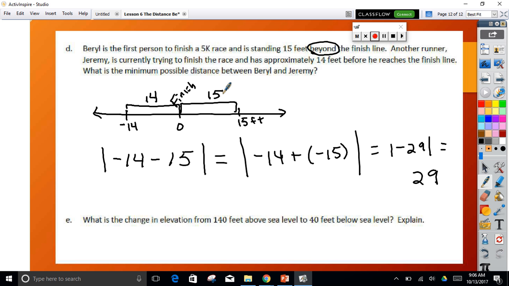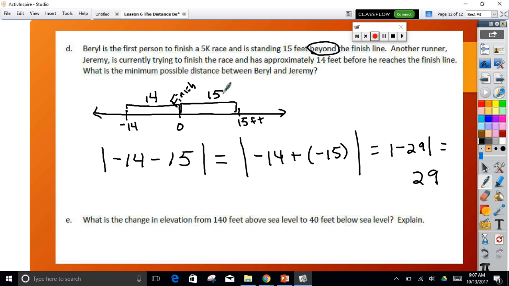Okay, the next question asks, what is the change in elevation from 140 feet above sea level to 40 feet below sea level? Dakota, is this going to be an absolute value kind of problem, or do the positive and negative matter in this problem? Positive and negative matter. How do you know that? Well, it says 140 feet above, which is positive, and then it says 40 feet below, which is negative.